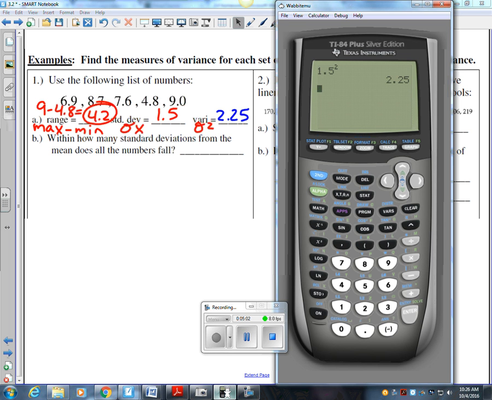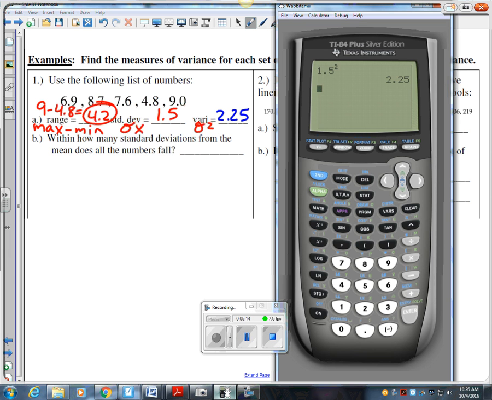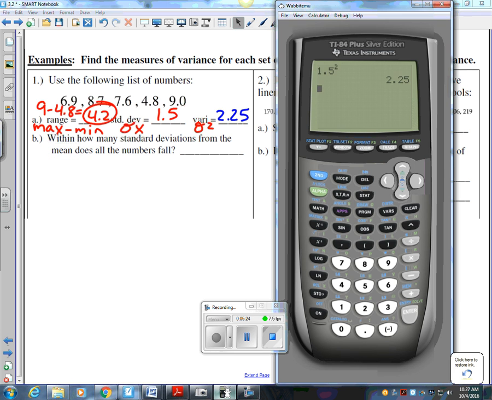Okay. Any questions about where those three numbers came from? Okay. This next question, within how many standard deviations from the mean does all the numbers fall? So here's what I mean by that. You got to find the mean first. So how can I get those numbers back on my calculator? Go back to stat, calc, enter, enter, enter. So get those numbers back on your screen.